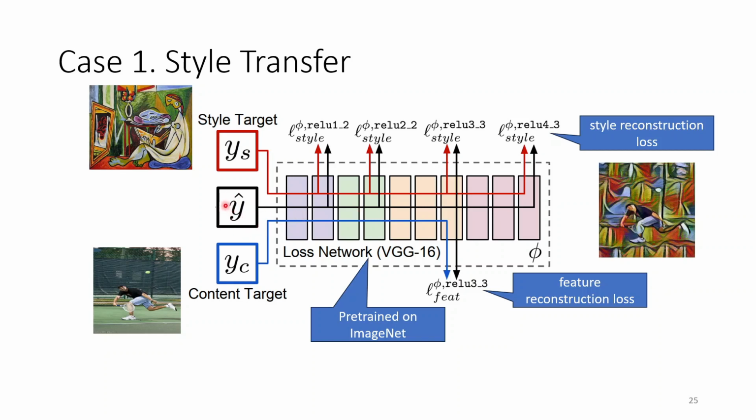So the Y image should have some feature maps similar to the style target image at certain layers, and have some feature maps similar to the content target image. Okay, so he defines two types of loss. The first is style reconstruction loss, and another is feature reconstruction loss.